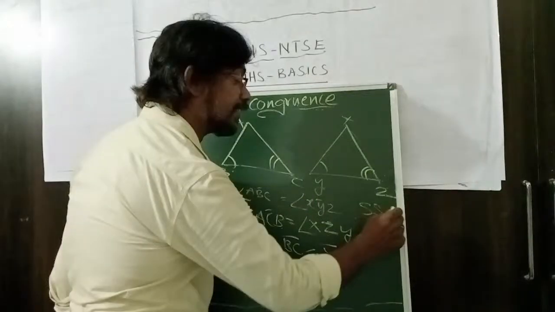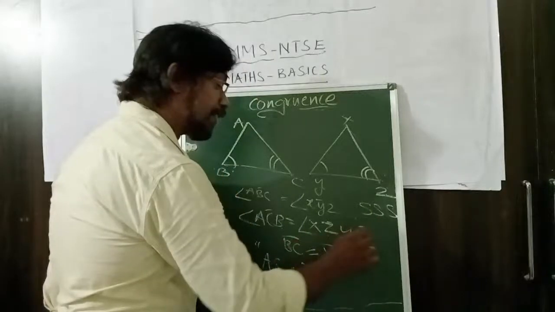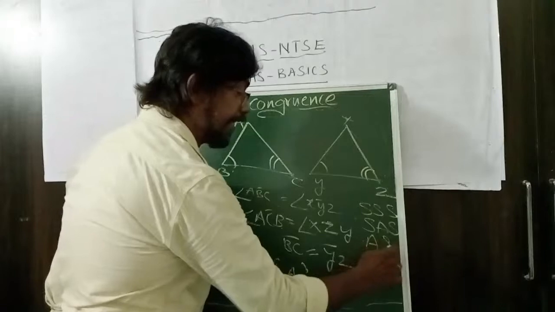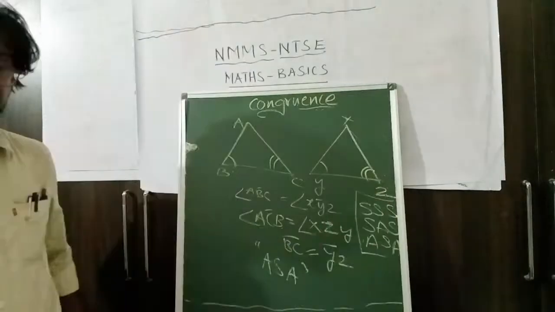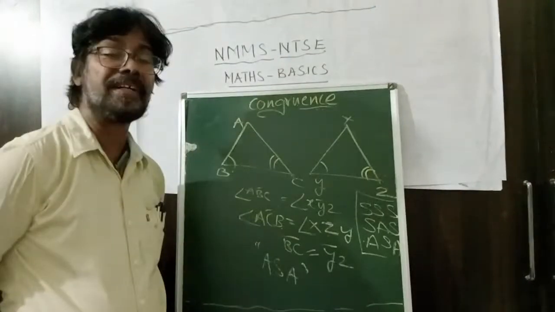Okay. Next one is SAS. Next, third one is ASA. These three are the principles of congruence in triangles.